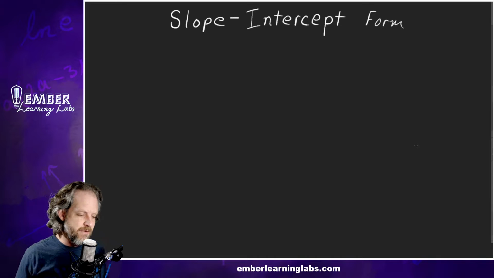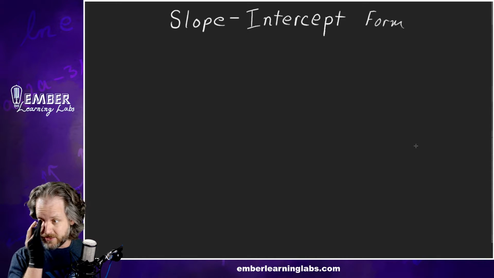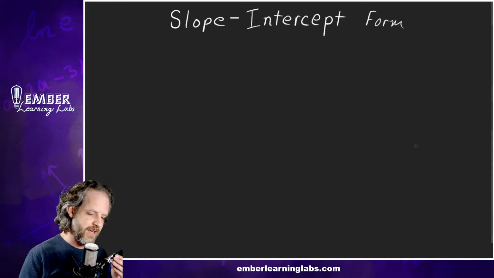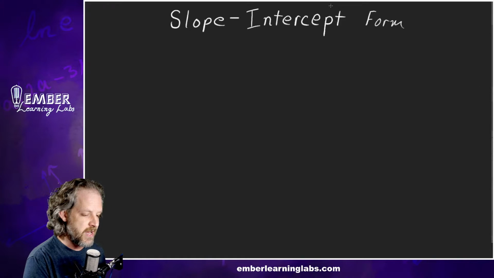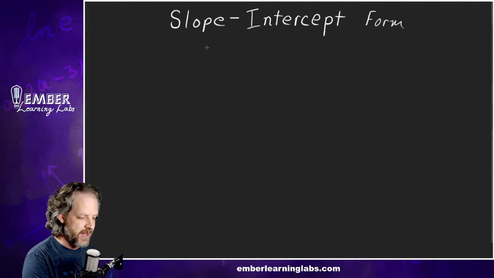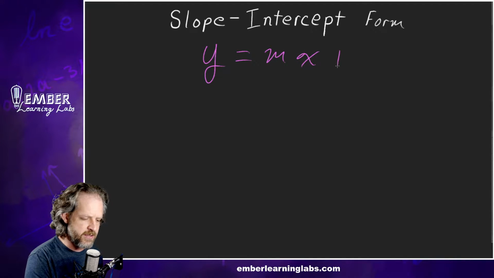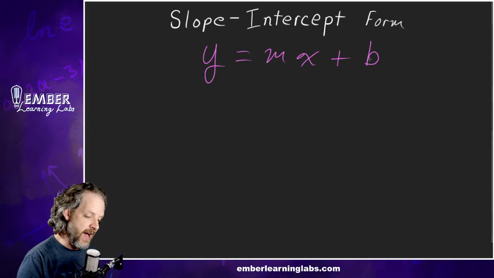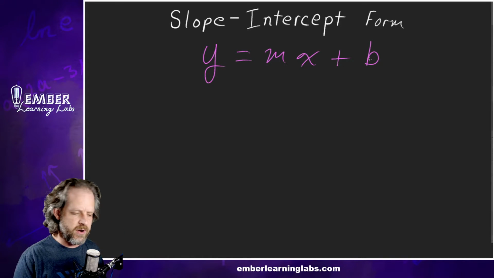So we're going to start by reminding ourselves, I think we talked about this in an earlier lesson, but we're going to remind ourselves again what the slope-intercept form of a line is, right? So the slope-intercept form of a line is y equals mx plus b. And actually, this is the only form that we're going to talk about in this video.